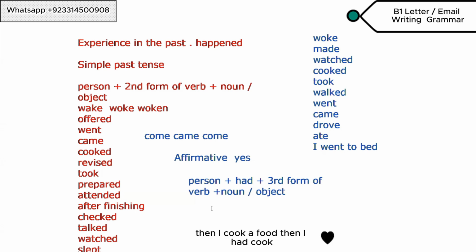Then I cooked a food. Then I had cooked my food for kids. I had taken a bath. Went for shopping. Then I had gone. Beautiful. Go, went, gone. So had is with the third form of verb. I had gone. Right. Yes. I had gone for shopping.